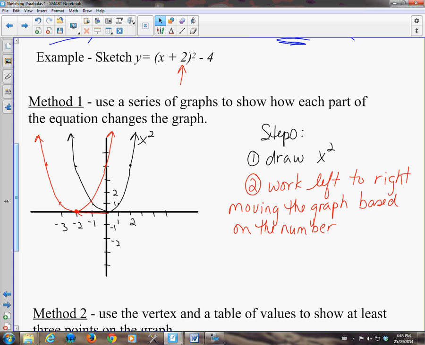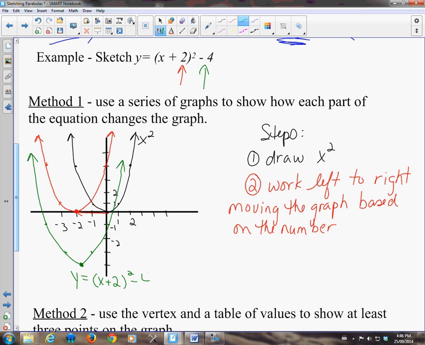And then I look at the next number. My -4 is outside of my bracket, so that means I shift the whole parabola down 4. So I work on the last one I did, my -2, and I move it down 4. So that puts it down here at -4, and then I can do my step pattern. Over 1, up 1, over 1, up 3, and I can join up my points. And that is my graph of (x + 2) squared minus 4.